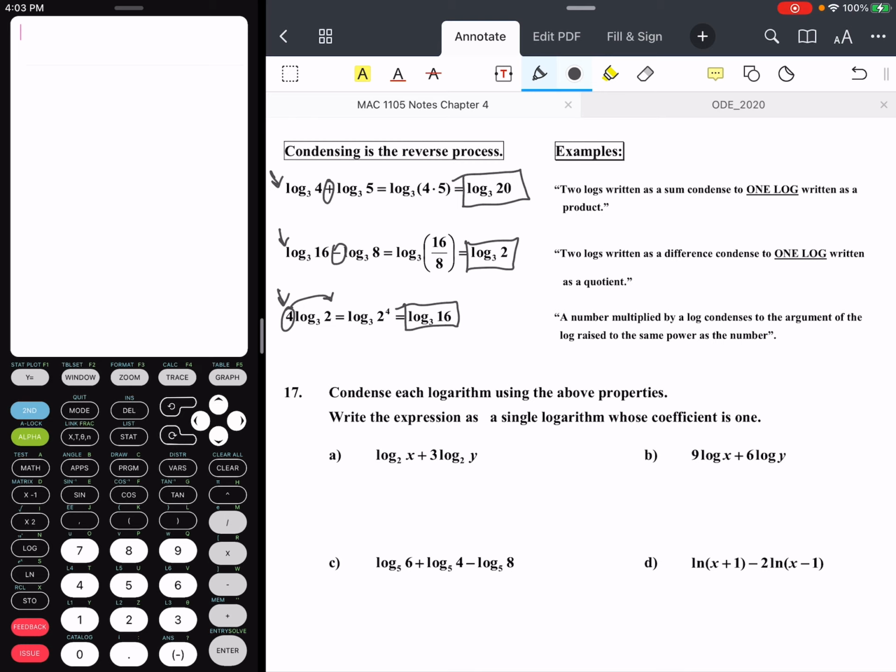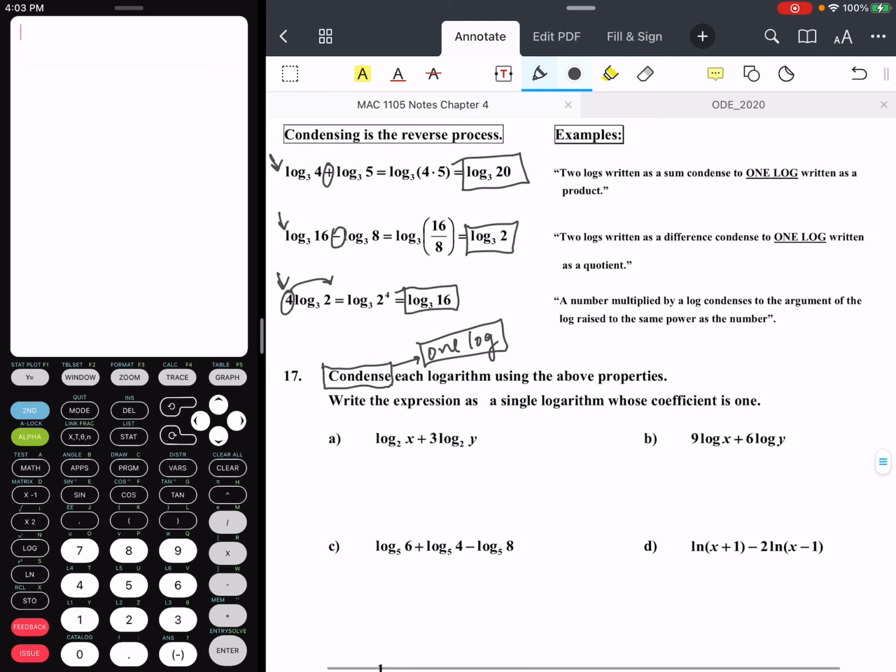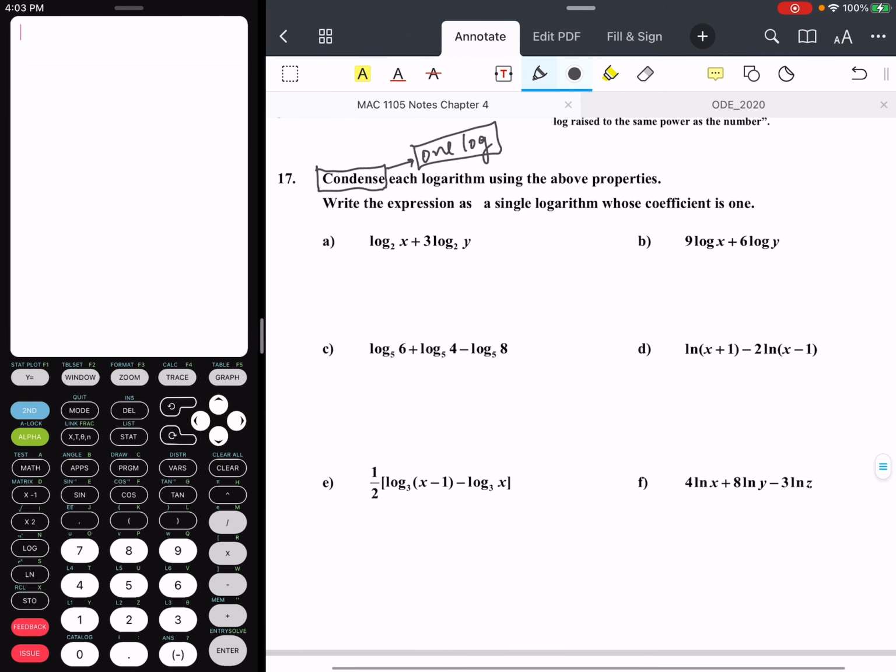So we're just applying our expansion rules just in reverse to condense. And when it says condense, at the end, you should have exactly 1 log. Okay, expanding, we're trying to split it up into as many logarithms as possible. When we condense, we need to condense it down into just 1 log. So if you got more than 1 log, you did it wrong.